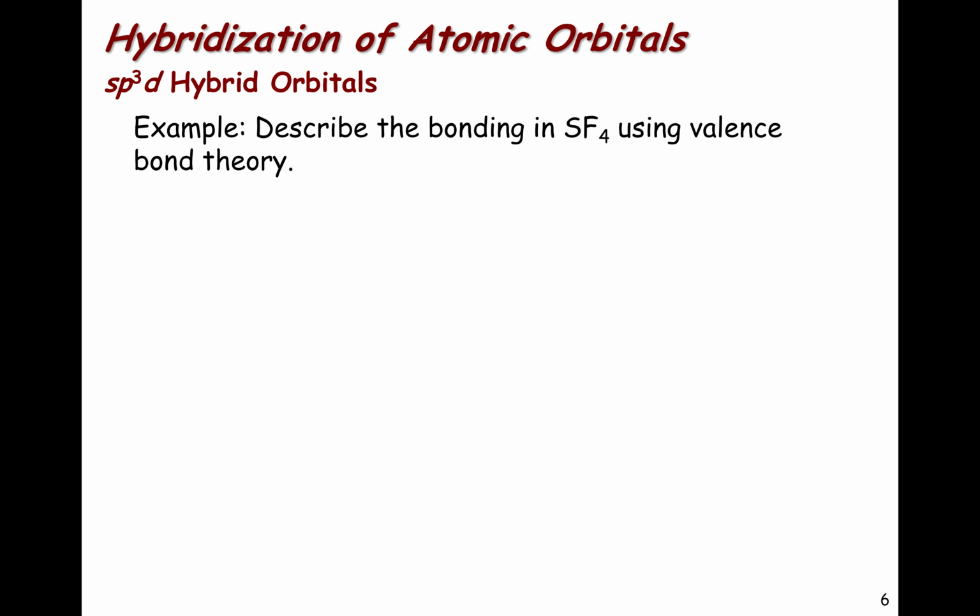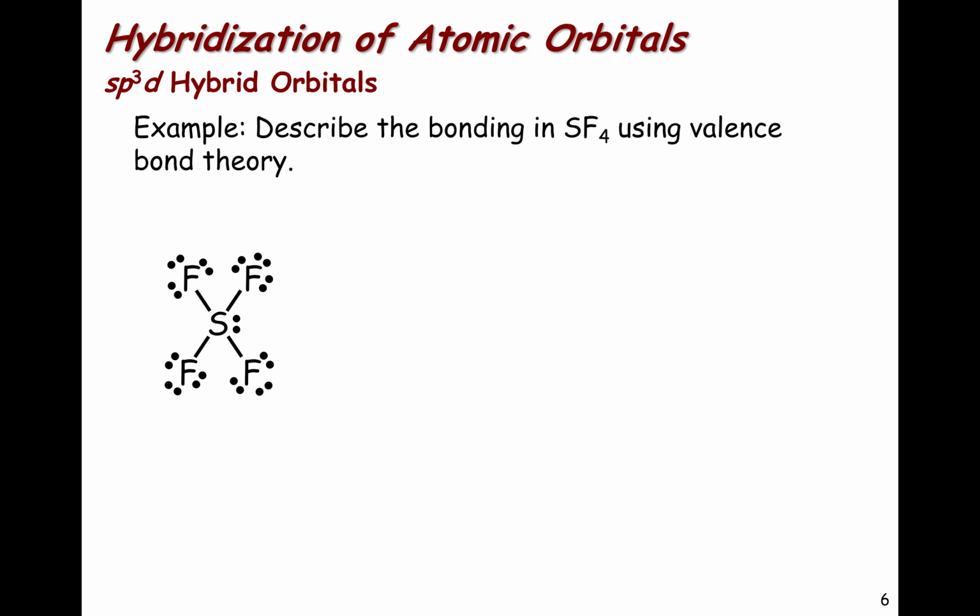So as an example, we could take a look at sulfur tetrafluoride and describe the bonding and the type of hybrid orbitals necessary to form this molecule. The Lewis dot structure is shown here. You'll notice that there are 4 bonds between the sulfur and the fluorine, plus an additional lone pair.